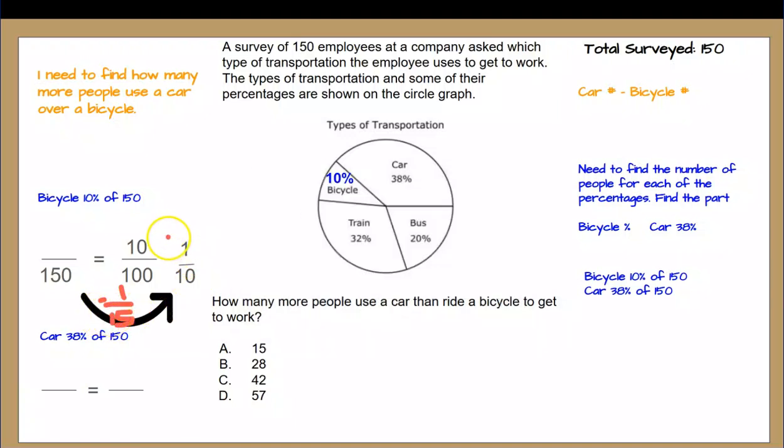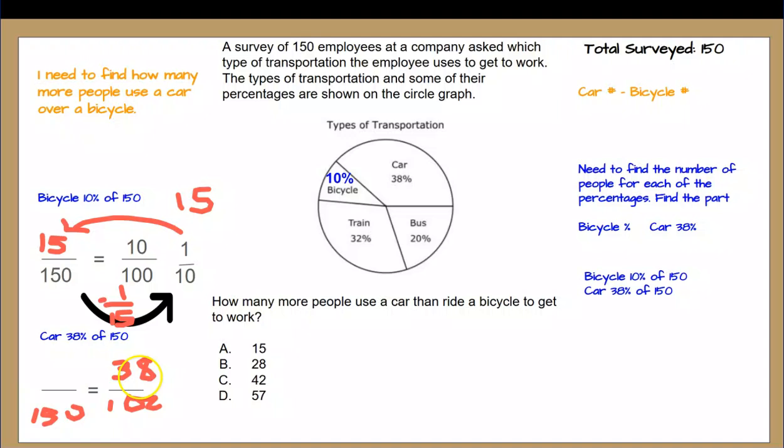Or if you think about going this direction, instead of dividing by 15, I could multiply by 15. So 1 times 15 is 15. So there's 15 people that rode a bicycle. Then we have our car folks at 38% out of 150. Remember, percent is out of 100, and we're doing this out of 150.